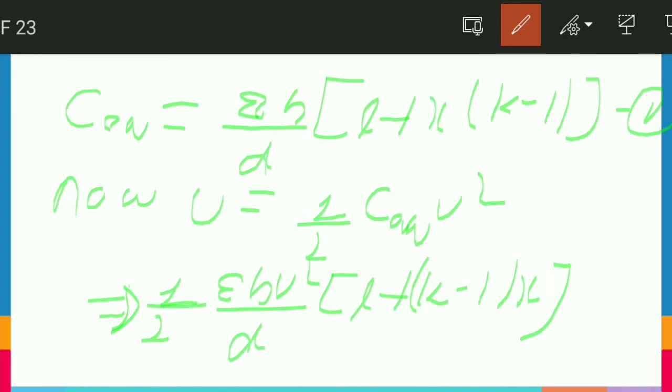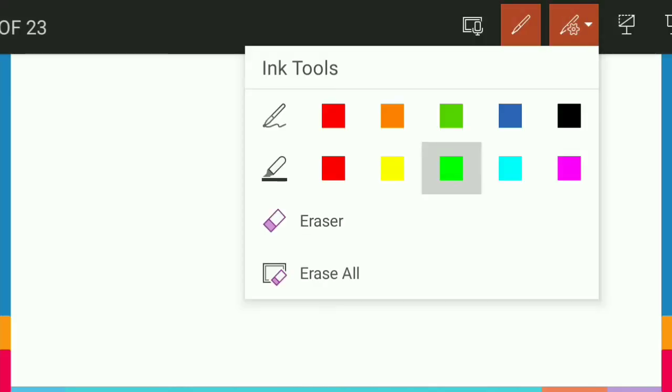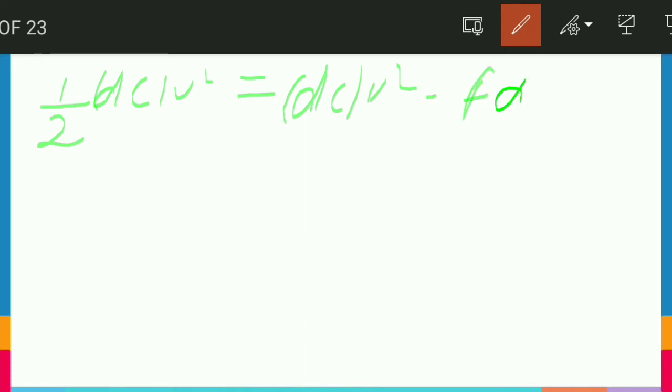Now our part B says what force should be applied on the slab to ensure that it goes slowly. So friends, let me write one equation, then I will explain how I have written it. I can write this: half dC into V square equals dC into V square minus F dx.